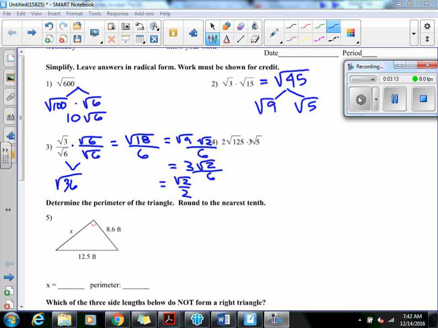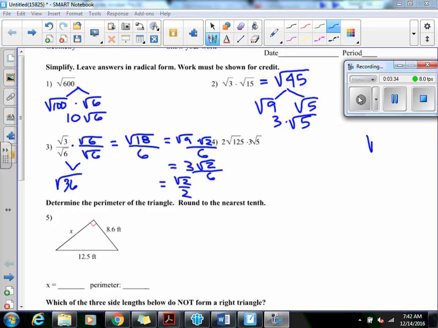Okay? So the square root of 9, that's a perfect square. So that's going to be 3 times the square root of 5. Does 5 break down? No. 5 doesn't have a perfect square factor. So we're done. That's the kind of work you want. That's the work I need to see. However you break it down, I need to see it.